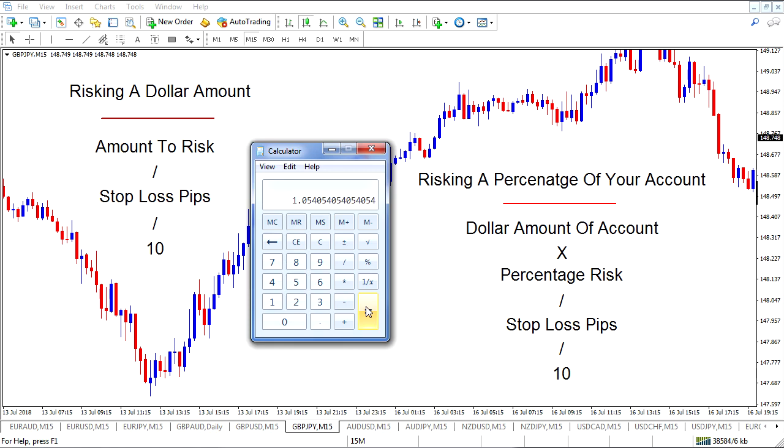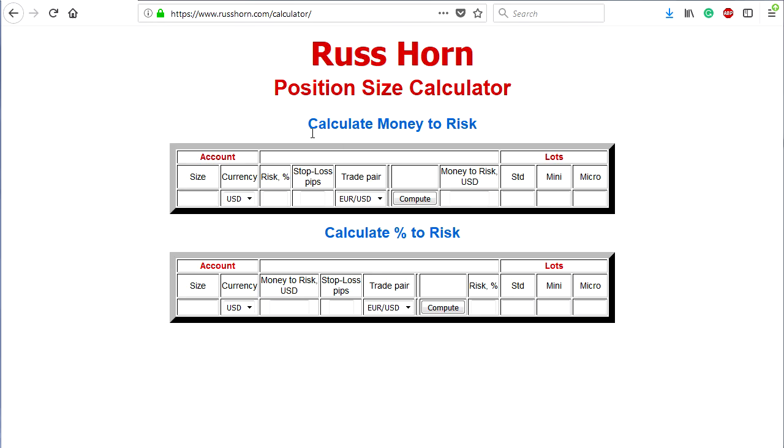So now let me show you the online calculator. So if I go to a website, www.russhorn.com/calculator, I'm going to get to this particular page. Now it's this top calculator that I'm interested in. I don't need the bottom one. I'm just going to use the top one.